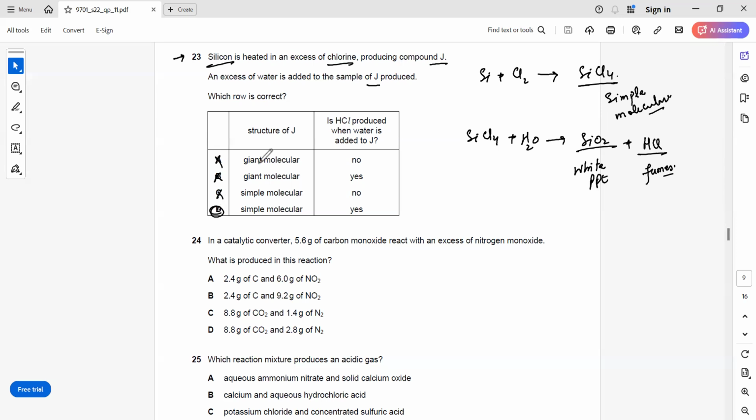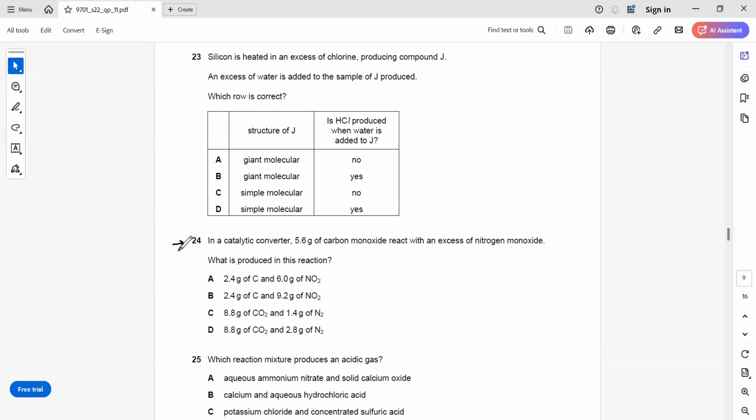To solve these types of questions, we have to remember the properties of these group 7 halides, or sorry, chlorides and oxides, which is in our periodicity chapter. Okay, should we move on to the next? Yes. Question number 24.